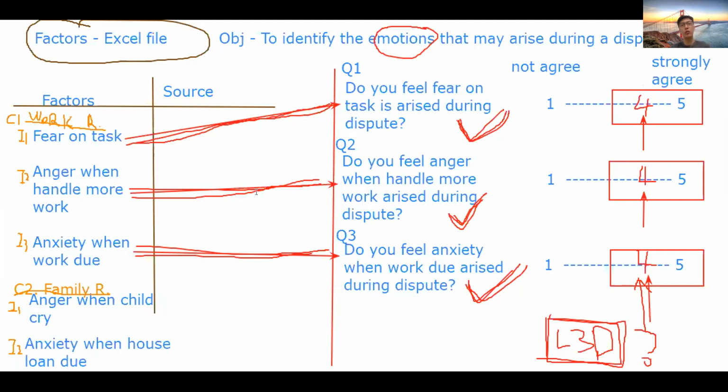Outliers are the data that you kick and delete. No use. Outliers are the data that you kick and delete, the data that you don't want to use.